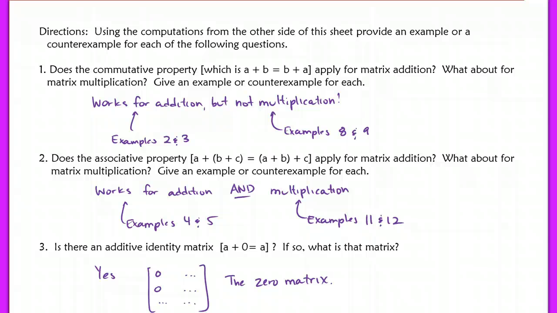Now, the commutative property does work for addition, okay? And if you look at examples 2 and 3 on the front, you're going to see that that's where it's shown. It does not work, though, for multiplication. So this is where we get the idea that A times B is not the same as matrix B times A.